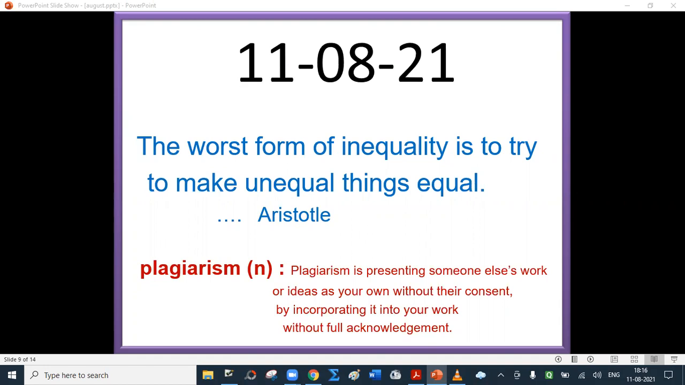Today's word is plagiarism. Plagiarism is presenting someone else's work or ideas as your own without their consent by incorporating it into your work without full acknowledgement.